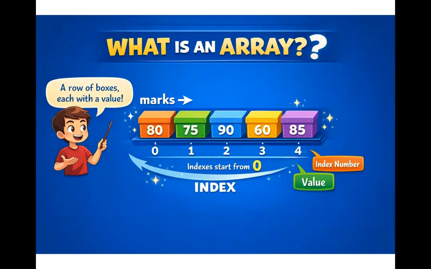So to summarize, an array you can imagine to be a row of boxes, each with a value inside. Imagine the marks array. The marks array is of type integer with 5 boxes. Is it not? The size of the array is 5. So the index starts from 0. Marks[0] holds 80. Marks[1] holds 75. Marks[2] holds 90 and marks[3] holds 60. Marks[4] holds 85.